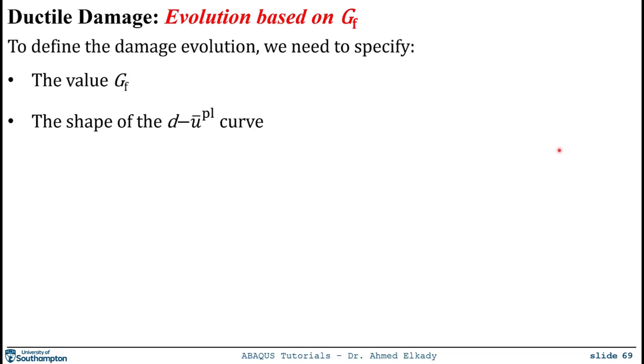This is pretty much how you define the two parameters for the damage evolution based on the equivalent plastic displacement. If we are doing this using the other option, which is the energy option or GF, it is the same exact process to define the value of GF instead of UF plastic, and you still need to define the shape of the softening curve. The only difference is just that you are going to specify a different value here, GF instead of UF plastic.